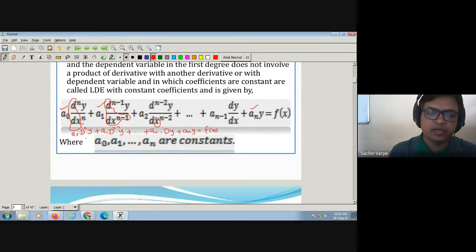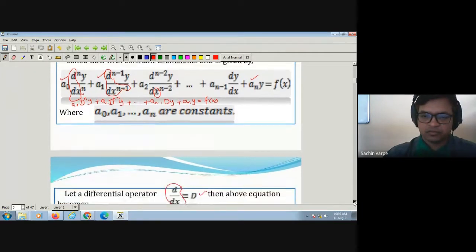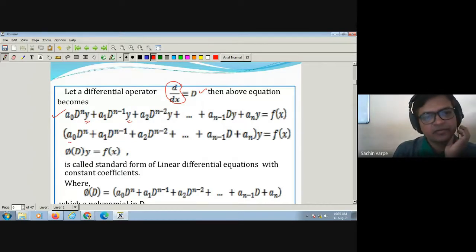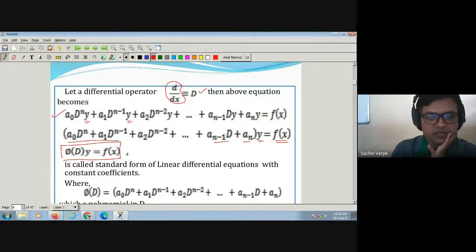We have to introduce a new variable. That is not a variable actually, that is an operator. Operator is the derivative with respect to x. So when we substitute this, you can see here, then the differential equation becomes this. And when I take this independent variable outside the operator, then we'll get the form like this: a naught d raised to n plus a1 d raised to n minus 1 plus and so on, a n minus 1 d plus an, the whole times y is equal to f of x, and that is of this form. Is this clear?